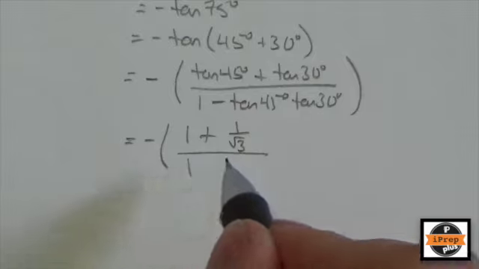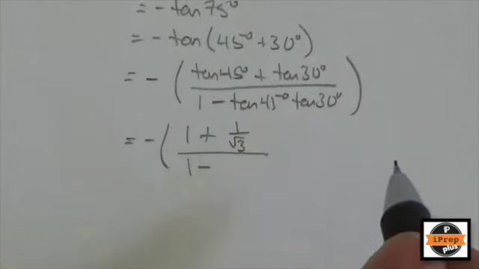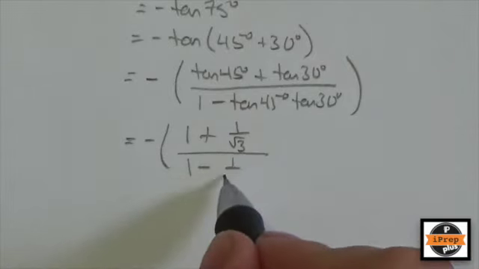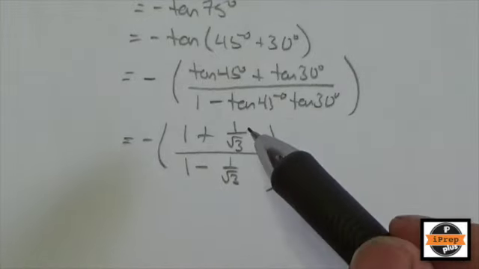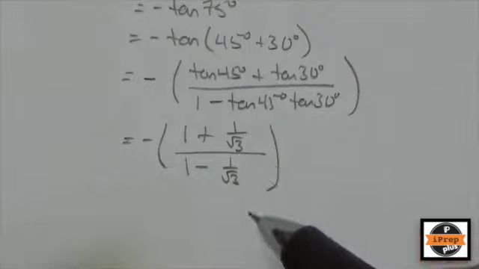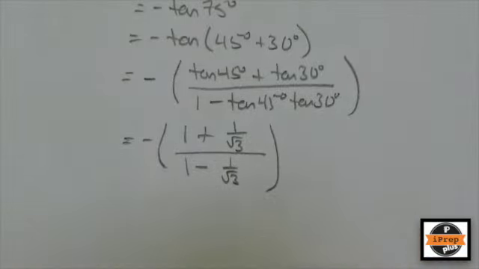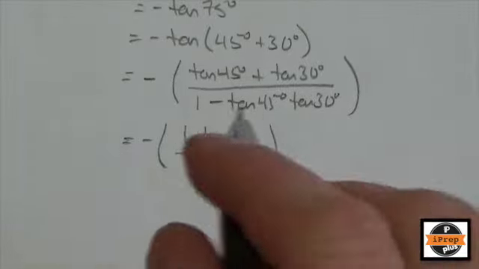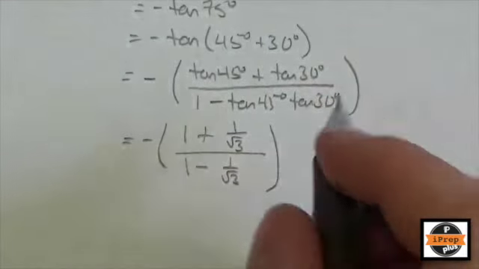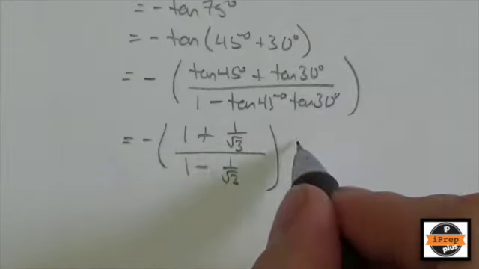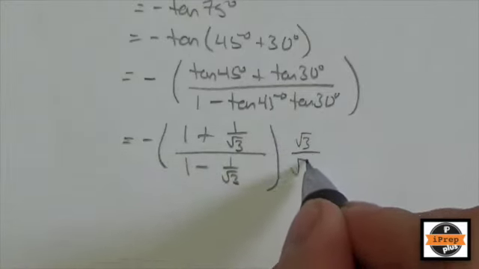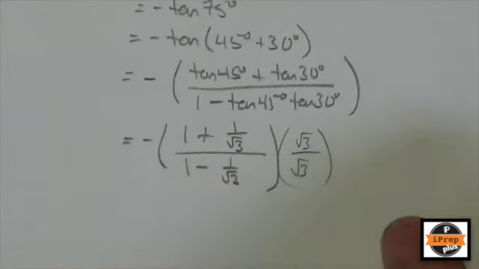Or in the denominator, this will be 1 minus tangent of 45 is 1, tangent of 30 is 1 over root 3. Now, I know that maybe some of you at this point might have written this as root 3 over 3, and that's totally fine. There's nothing wrong with that at all. But I'm going to leave it like this right now because what I will do is to get rid of that radical in the denominator right here, I'm going to multiply numerator and denominator here by root 3.